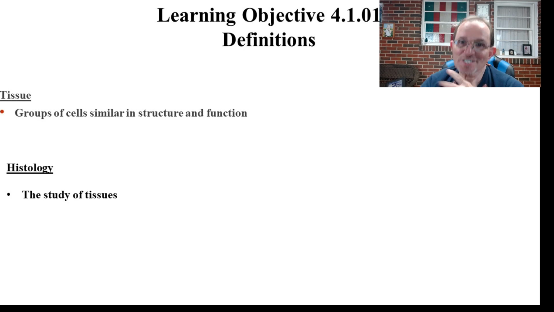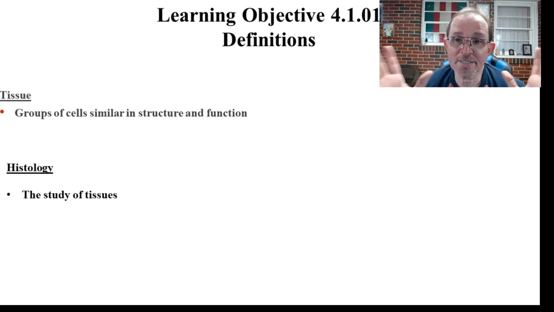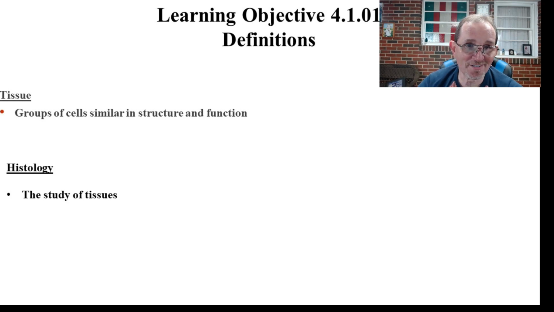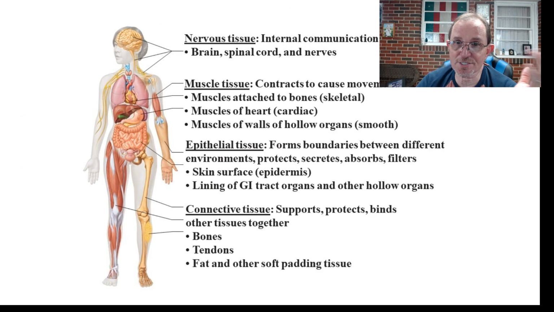We're talking about histology, which is tissues. Tissues are the next level up from cells. Tissues are just groups of cells that do basically the same thing, and they're more or less the same in structure, which is our definition. We have four main types of tissue in the human body: epithelial tissue, connective tissue, muscle tissue, and nerve tissue or nervous tissue, either one.